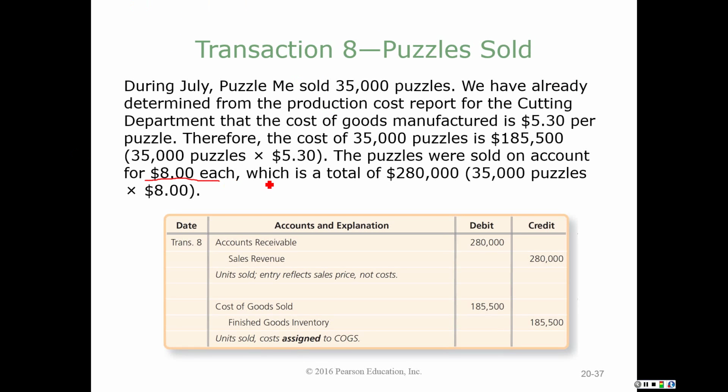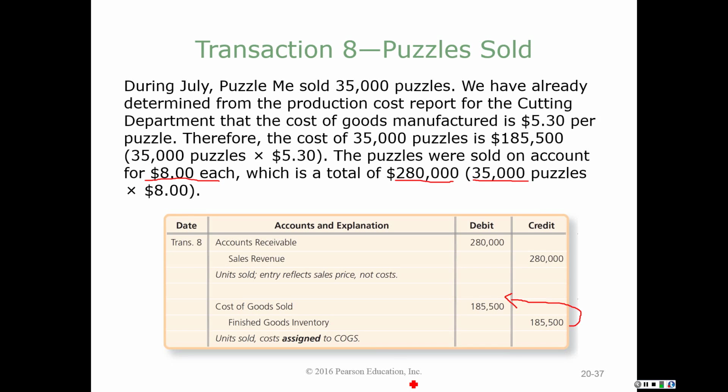If I sold 35,000 puzzles at $8 each, that is $280,000 in sales. We debit cash or accounts receivable, and we credit sales for that amount. But I also have to remove those 35,000 puzzles out of my ending inventory, out of my finished goods inventory. It's not there anymore. So how do I know how much needs to come out of finished goods and move into cost of goods sold?